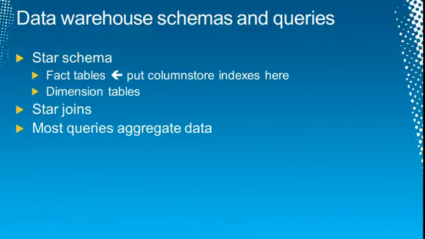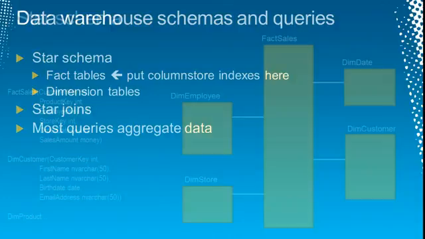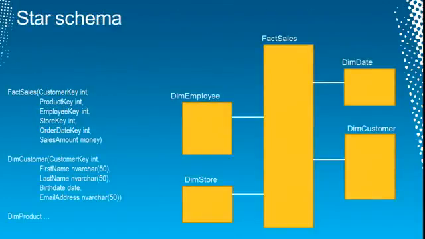And it works particularly well for queries that summarize and aggregate data. If you're pulling back large volumes of data, then the query acceleration is not as significant. So again, this is a diagram of a star schema, and you'd put a column store index on fact sales there, that fact table in the middle of the star schema.